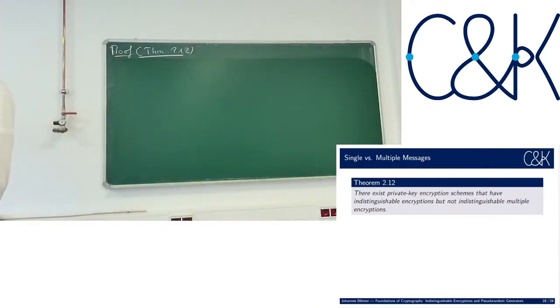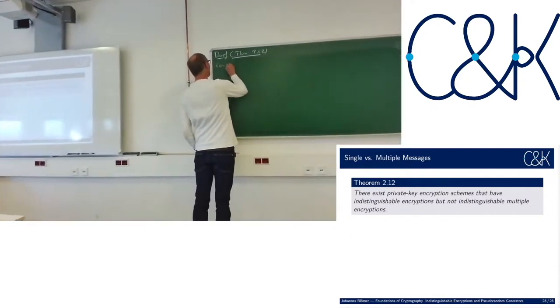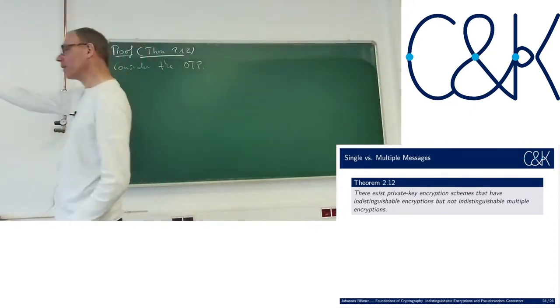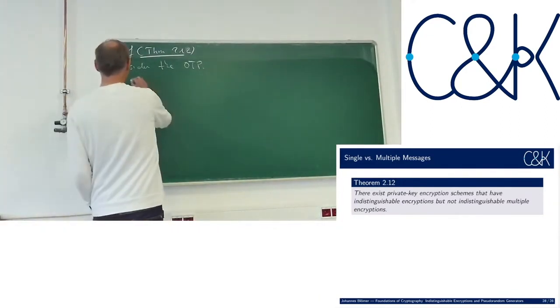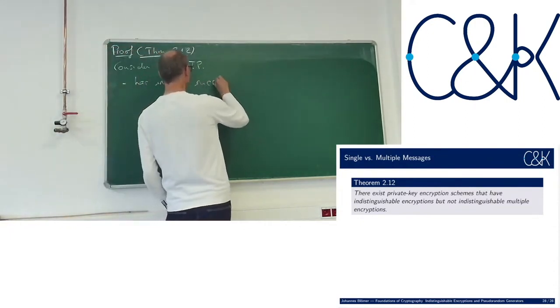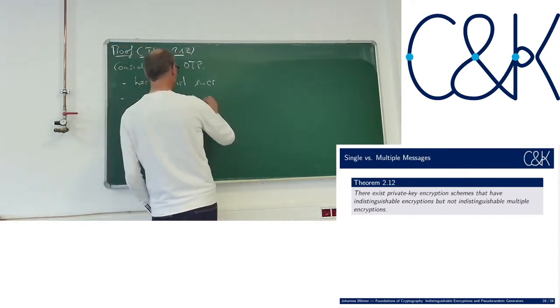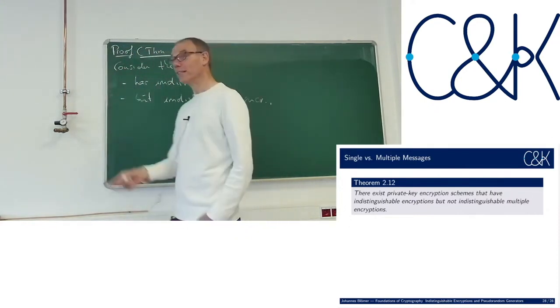The one-time pad. Exactly. The one-time pad is the only one where we actually unconditionally know that it has indistinguishable encryptions, right? So consider the one-time pad. We know that it has indistinguishable encryptions, but not indistinguishable multiple encryptions. Why? Can you give me an example?